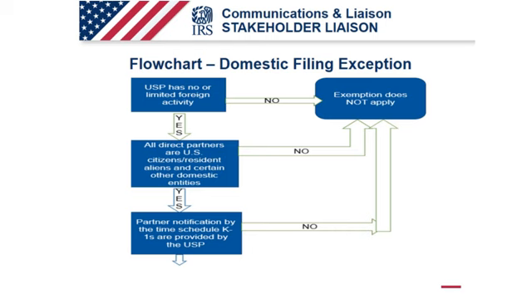The second criterion is that all partners or shareholders must be U.S. citizens, lawful resident aliens, or green card holders, or certain other entities, including domestic trusts and domestic estates.